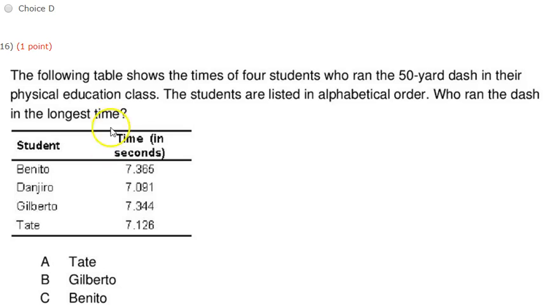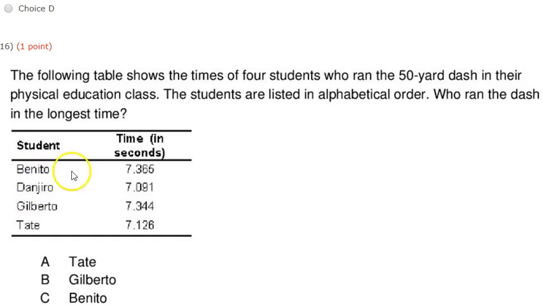Number 16. The following table shows the times of 4 students who ran the 50-yard dash in their physical education class. The students are listed in alphabetical order. Who ran the dash in the longest time? So who got last place? Is it Benito with this time, Denjaro with this time, Gilberto with this time, or Tate with this time?